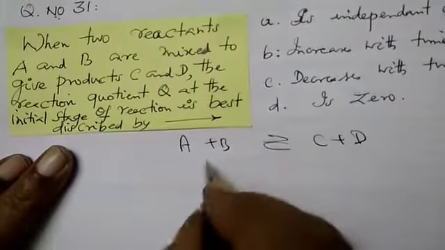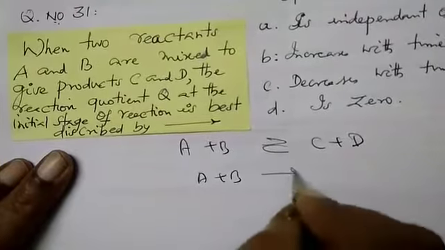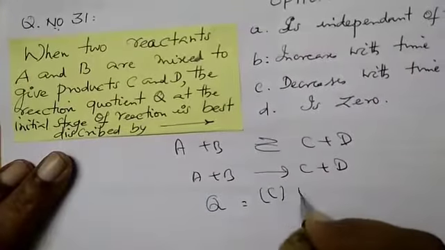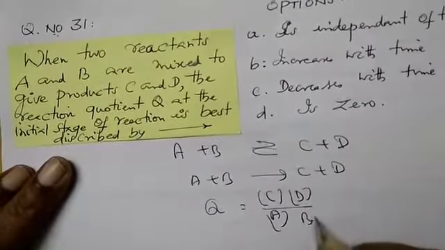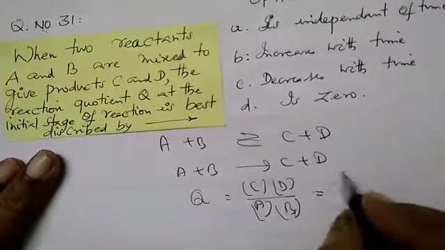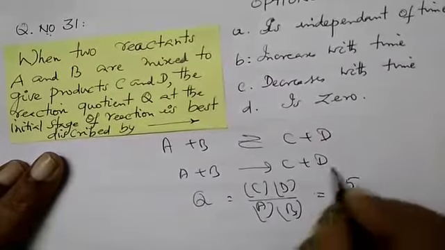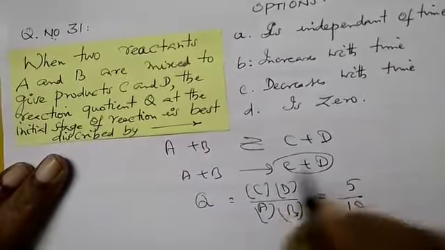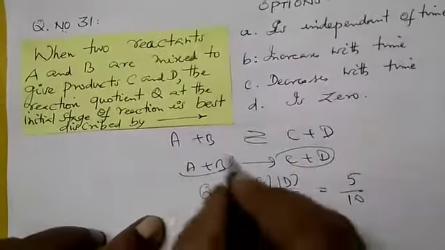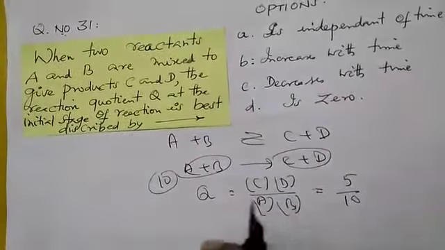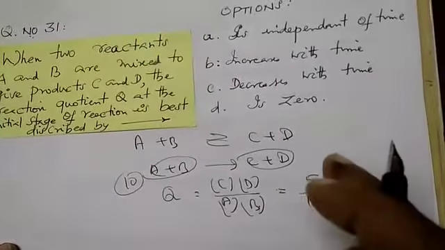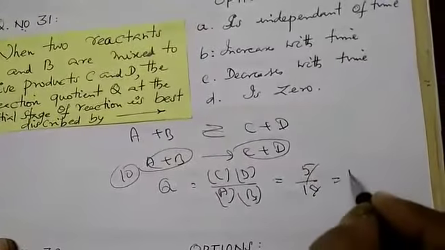A plus B gives C and D, at equilibrium. Initially, Q is equal to the concentration of products over reactants. This is your formula. For simplicity, let us take an example. Initially, let A have 5 and B have 10. Since initially the products are 0, the process starts and keeps forming. After 5 or 10 minutes, suppose you have produced 5. Now the quotient is 5 by 10, which is 1 by 2.